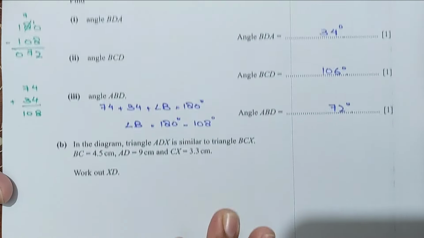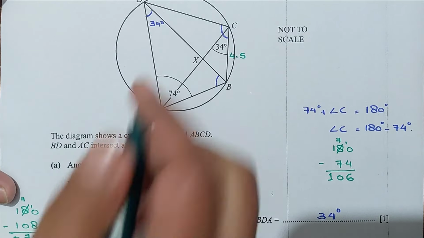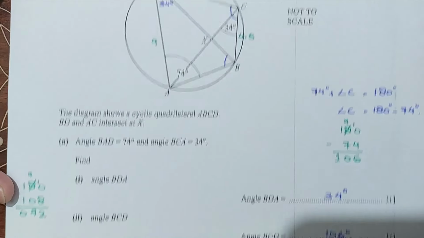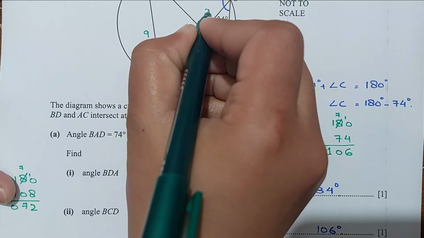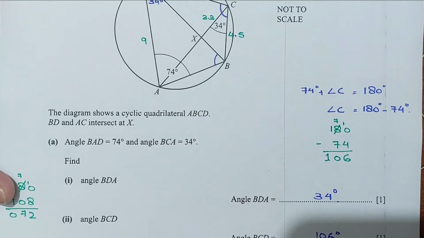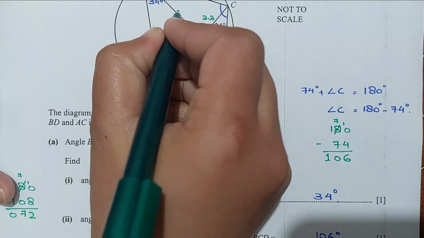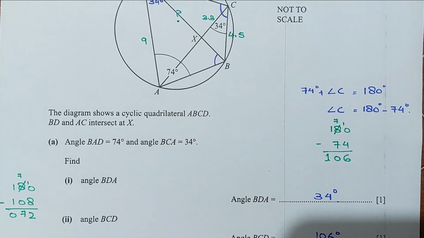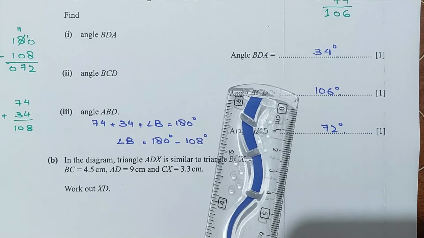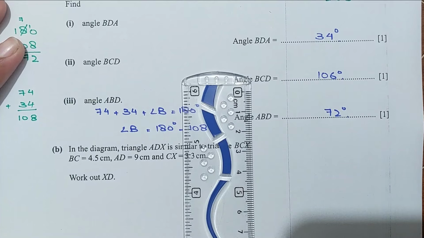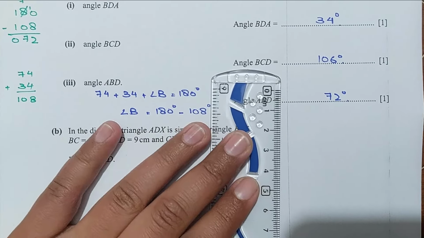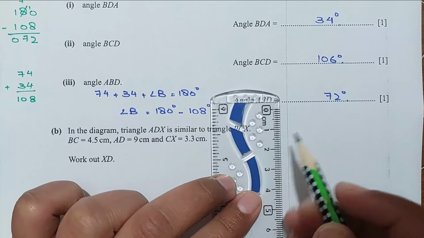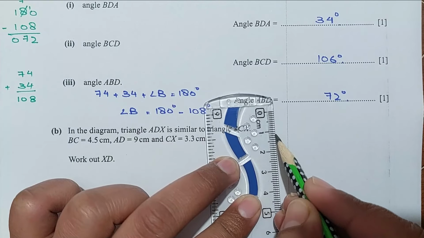AD is 9. A to D. This is 9. Okay. And C to X is 3.3. CX, this is 3.3. All right. We have to work out X to D. X to D, this length we have to work out. Let me draw these two similar triangles separately, ADX and BCX, to visualize the situation.